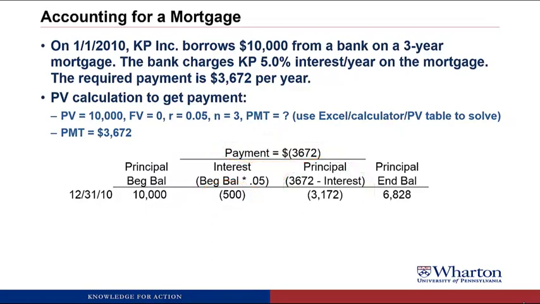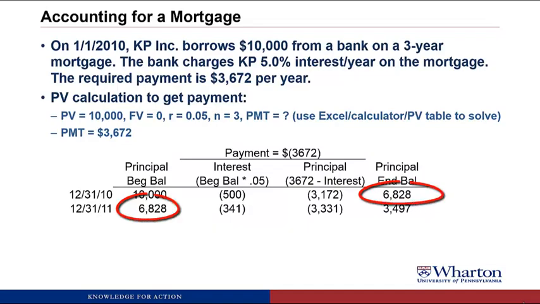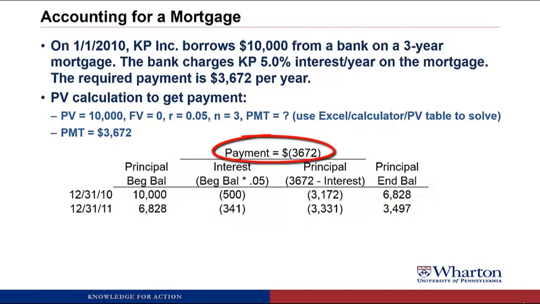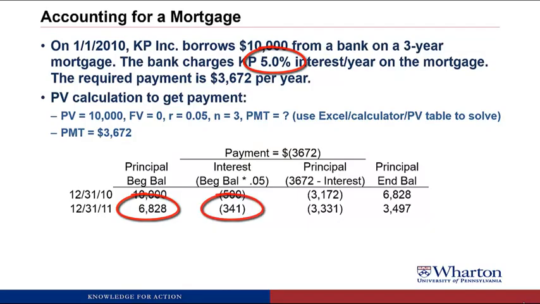So if we're paying that much principal, that means that after the payment, the ending balance in our principal, our mortgage payable, will be $68.28, which is $10,000 minus $31.72. Then at the end of 2011, the beginning balance is what we ended with last time, $68.28. We make the same payment of $36.72, but this time the interest component is less. It's calculated as the beginning balance times 5%, so it's $68.28 times 5%, which is $341.